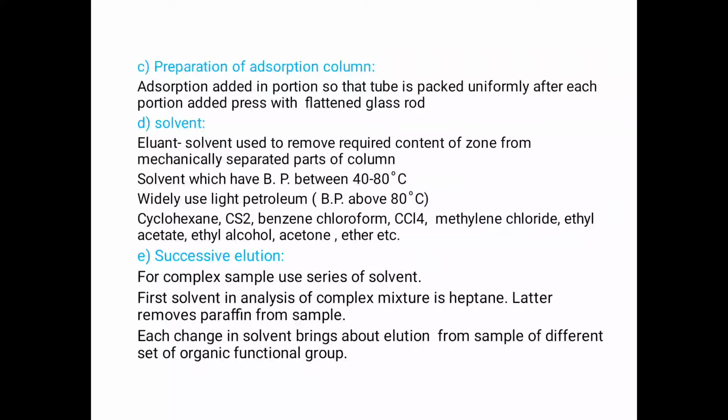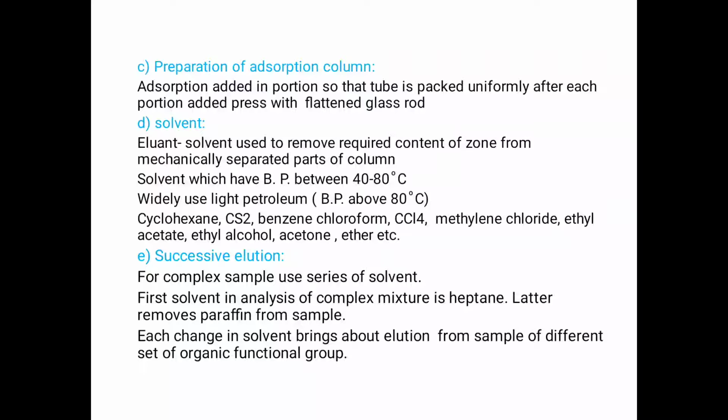Then the adsorbent is added in portions so that the tube is packed uniformly, and whenever any portion is added, it is pressed with a flattened glass rod. This gives a compact arrangement of the particles in the column, and a uniform layer is formed when we press with the rod. By pressing with the glass rod there are no gaps or empty spaces.